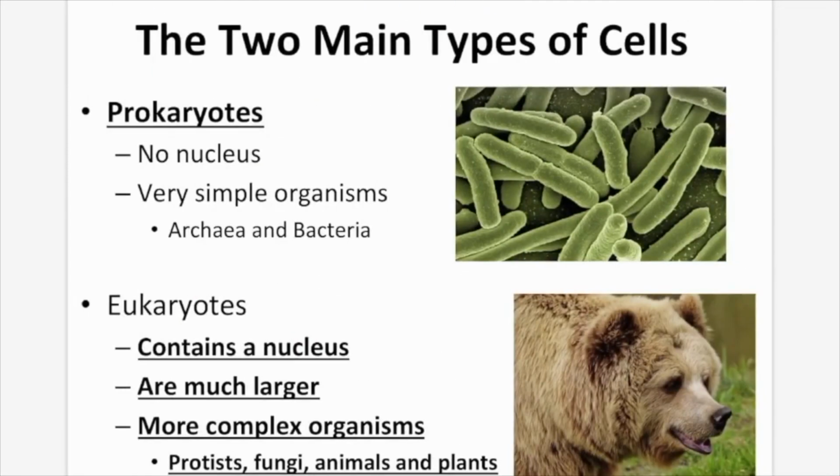Now, there are two main types of cells. The first is called prokaryotic cells. Prokaryotic cells have no nucleus, and they're very simple. Think things like archaea and bacteria. These are prokaryotic cells. Eukaryotic cells, on the other hand, contain a nucleus. They're much larger, and they're found inside more complex organisms. Things like protists, fungi, and then specifically animals and plants. And when you're thinking of complex, you think of animals and plants. So we have eukaryotic cells. We have no prokaryotic cells. We are composed completely of eukaryotic cells.